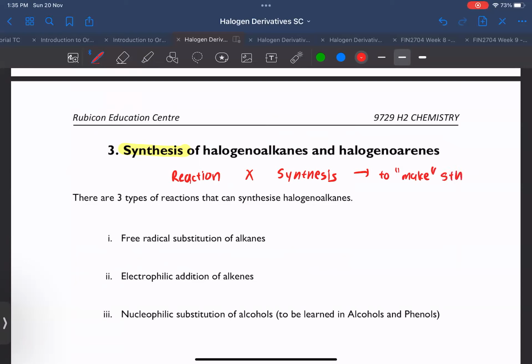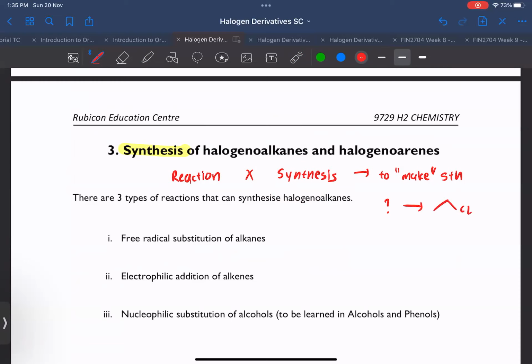So what am I trying to say about this? If we are trying to synthesize halogenated alkanes, it means the reaction pathway will look something like this. From something unknown, we are trying to get ourselves a halogenated alkane. And usually these reactions are reactions that we have learned before. As you can kind of see over here already, some of these reactions we actually learned before. So that is pretty much how the reaction pathway should look. If they ask you to synthesize something, you must go from the back to the front.